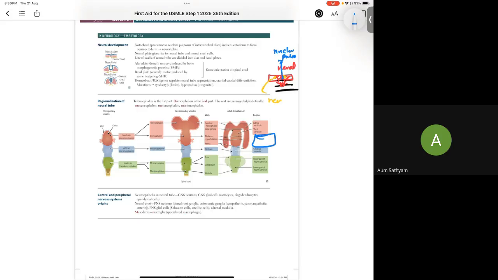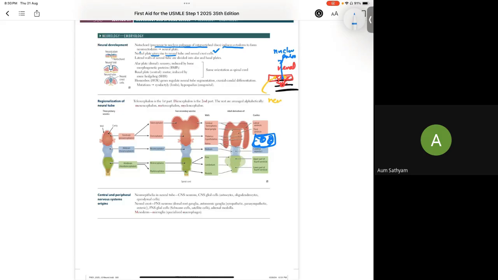In the intervertebral disc, we have the fibrous annulus and nucleus pulposus, right? So you can see that the notochord, as we discussed, is going to be the nucleus pulposus in the intervertebral disc. It induces ectoderm to form neuroectoderm, the neural plate, as we discussed. The neural plate would give rise to a neural tube and neural crest cells, as we already know.